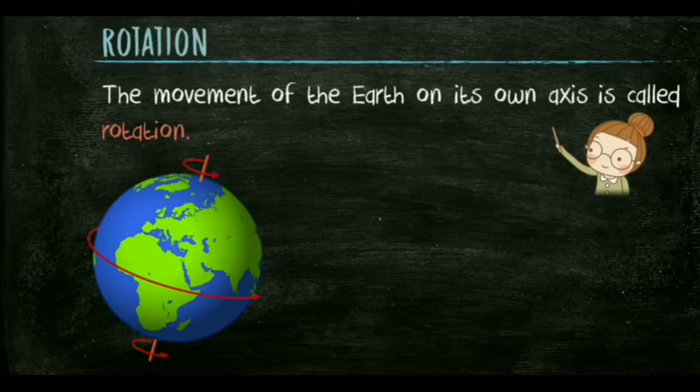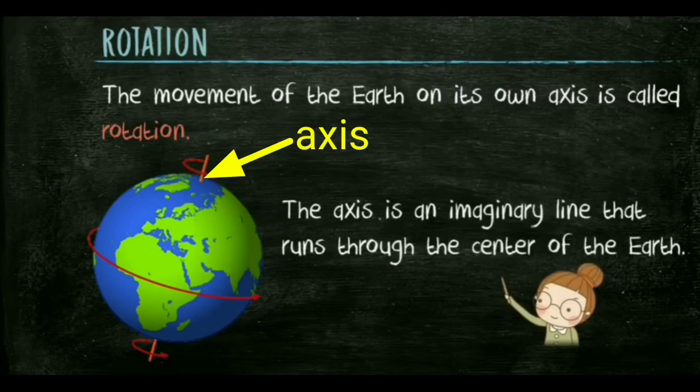Look at this figure. There is an orange line which is running through the center of the earth. This line is called as axis. Axis is an imaginary line that runs through the center of the earth.